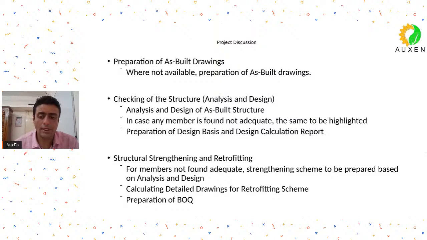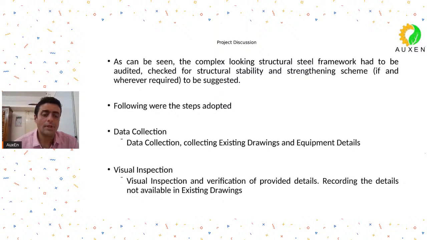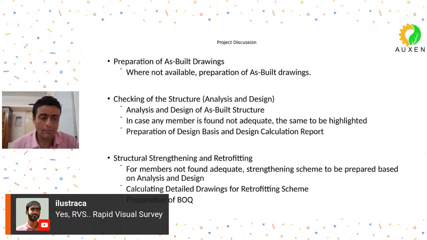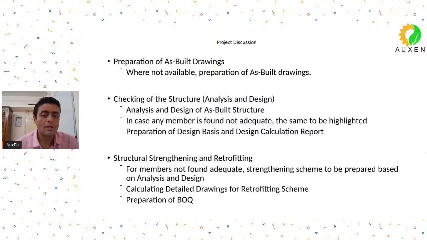So you started with data collection, then you went for a visual inspection. Then you prepared as-built drawings. Sandeep is saying rapid visual survey. Yeah, but the visual surveys are not rapid. I can say that it takes time actually. It took us almost 20-25 days of 8 hours work just for the visual survey. So it takes time. It's not rapid. Anyway, then you prepare the as-built drawings.